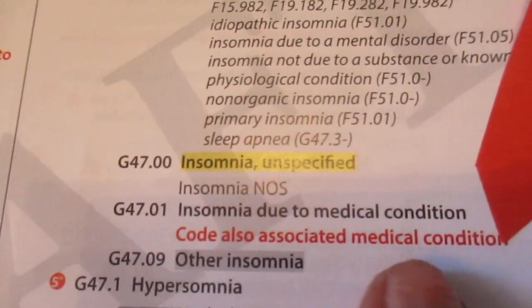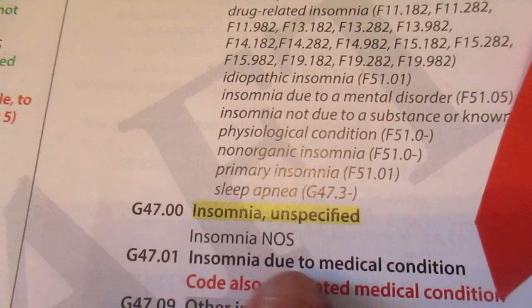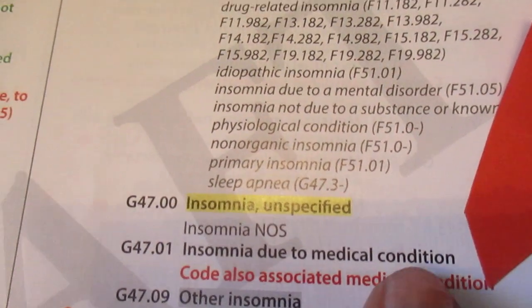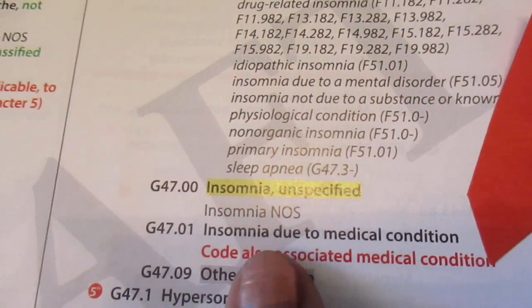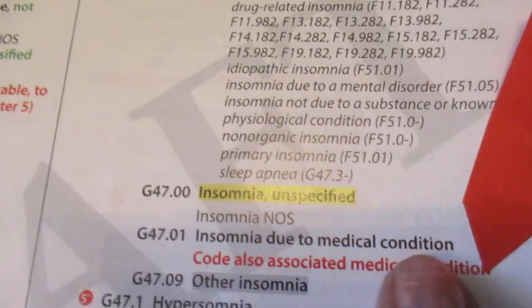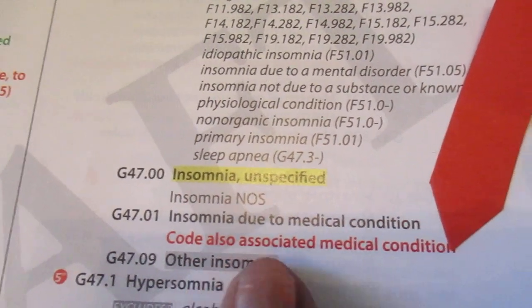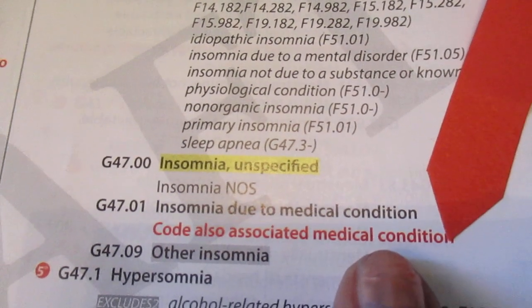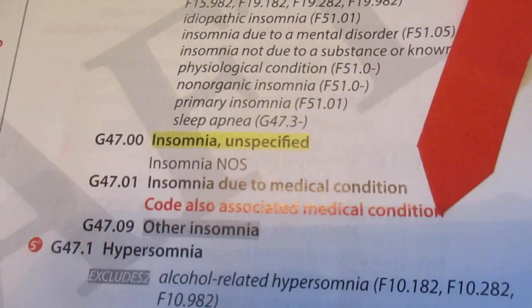Code also associated medical condition, because notice G47 says insomnia due to a medical condition. So your coding is telling them this patient has insomnia, they're unable to sleep at night, but it's due to a medical condition. If your coding says that, then you need to also code what the medical condition is. So if you ever see code also, understand that's what it's telling you: make sure you're coding also whatever that underlying condition is.